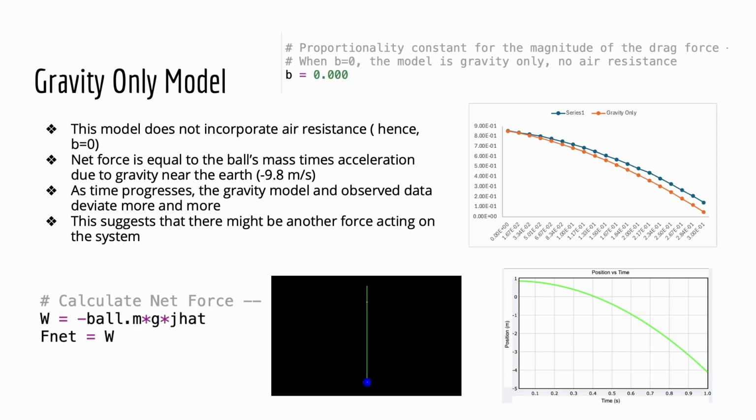The gravity-only model does not incorporate air resistance, hence the B value is equal to 0. Net force is equal to the ball's mass times acceleration due to gravity near the Earth, which is negative 9.8 meters per second squared. As time progresses, the gravity-only model and observed data deviate more and more. This suggests that there may be another force acting on the system.